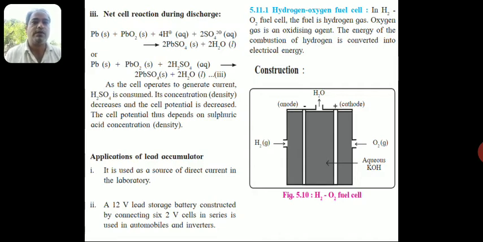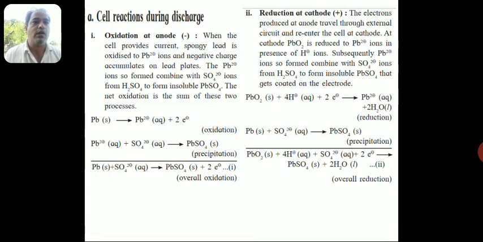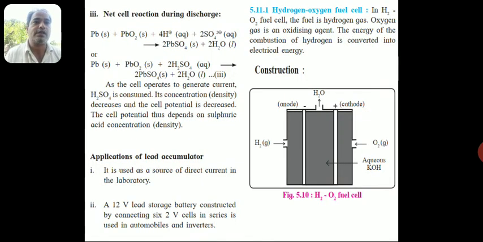So when we combine the first and second equations, we get the net cell reaction. What they are saying is, as the cell operates to generate current, H2SO4 is consumed. That means in this cell, the H2SO4 will get consumed. Its concentration, or we can say density, that is 38%, decreases and the cell potential is decreased. The cell potential thus depends on the sulfuric acid's concentration, or in bracket density. So cell potential depends on the density of sulfuric acid.